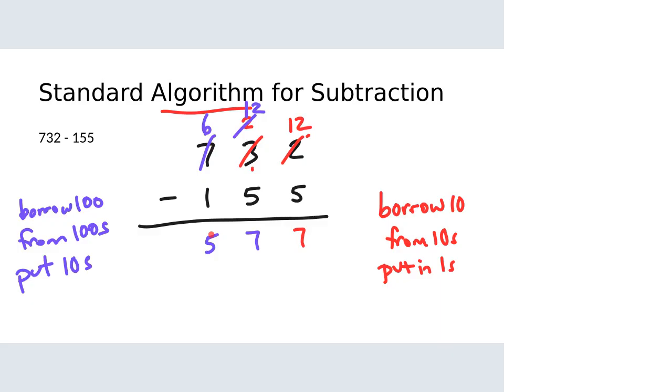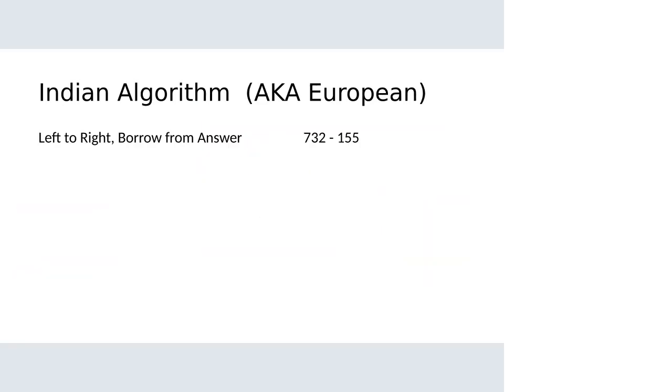All right, let's look at some alternative algorithms for subtraction. I've seen this called the Indian algorithm for the country of India. I've also seen this called the European algorithm. I've had students from Eastern Europe, especially Poland, Hungary, Czech Republic, those places, that this is how they learned how to subtract when they were young. So I've seen this called both the Indian algorithm and the European algorithm. Either one of those names goes with this.